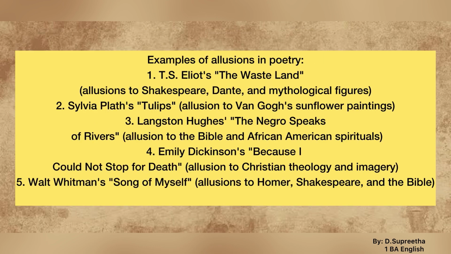Examples of allusion in poetry. T.S. Eliot's The Waste Land: allusions to Shakespeare, Dante, and mythological figures. Sylvia Plath's Tulips: allusion to Van Gogh's sunflower paintings.